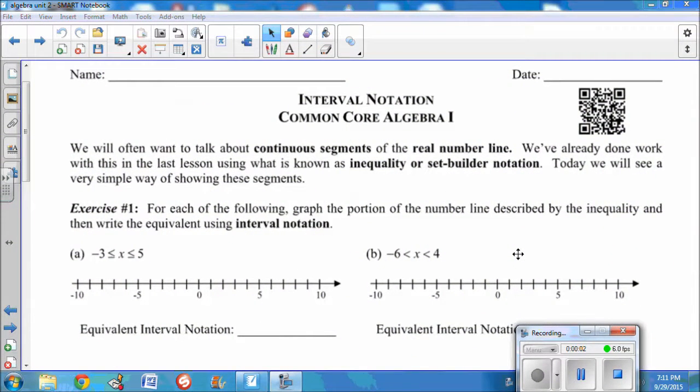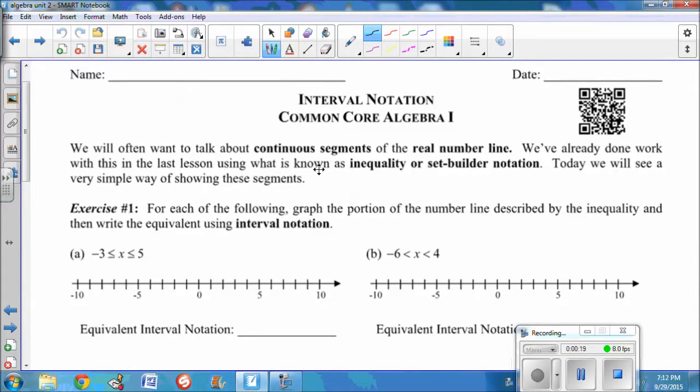Interval notation. We will often want to talk about continuous segments of the real number line. We've already done work with this in the last lesson using what is known as inequality or set builder notation. That's what we used anytime we solved either a compound inequality or just a regular inequality. Today we're going to see a very simple way of showing those solution sets. A little simpler than using the inequality symbols.